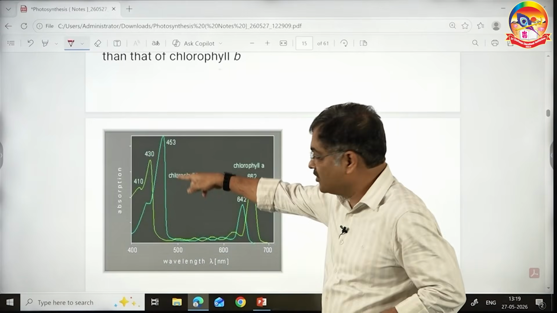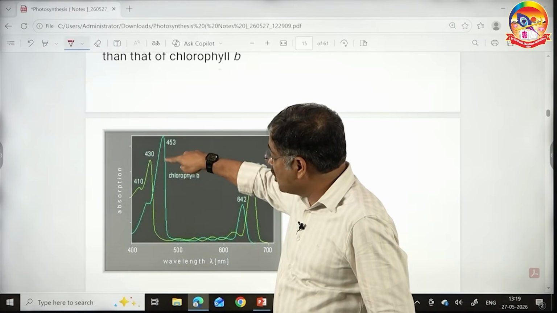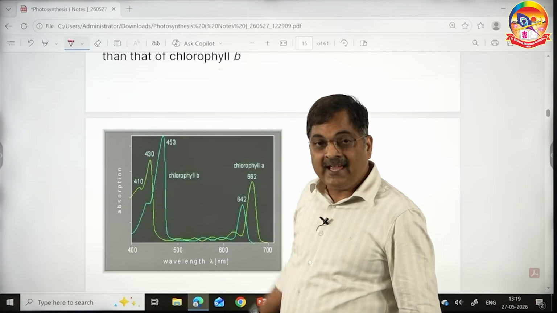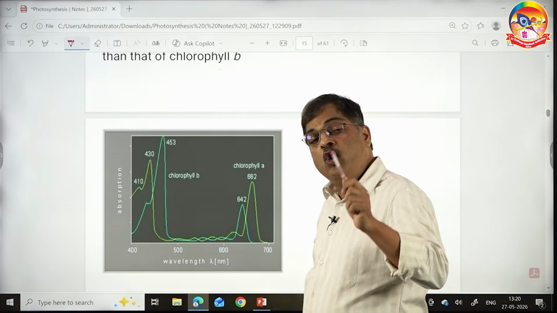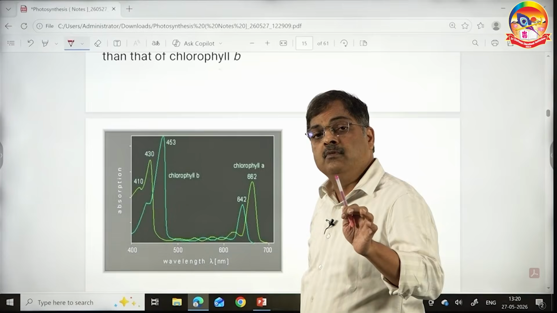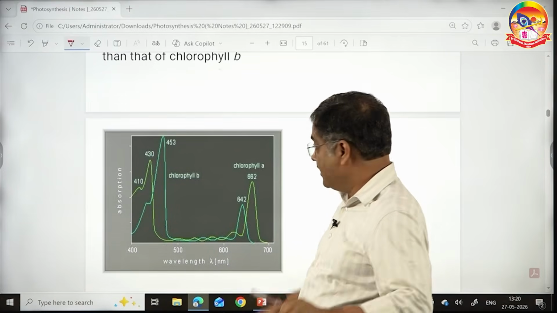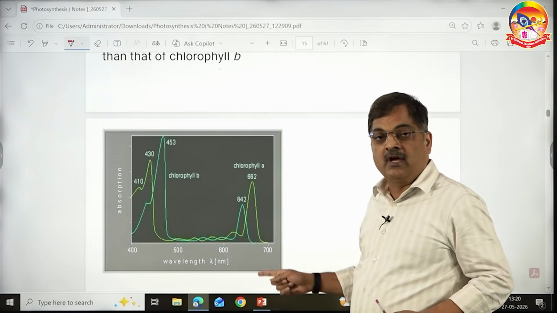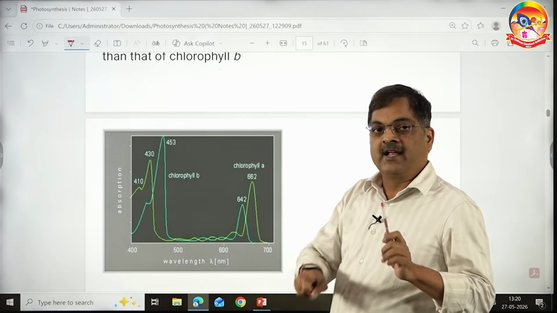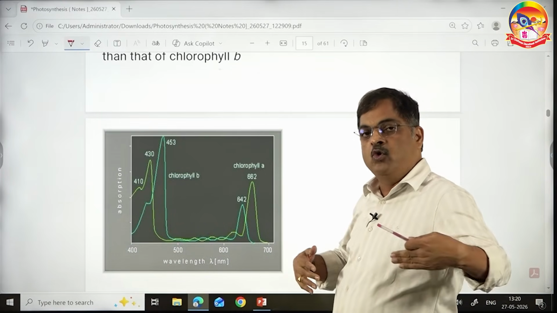But if you look at the peak, children, chlorophyll B absorbs more blue when compared to A. Likewise, chlorophyll A absorbs more red when compared to chlorophyll B. I repeat again, B absorbs more blue when compared to A, and chlorophyll A absorbs more red when compared to B, but both of them absorb more of blue and red.